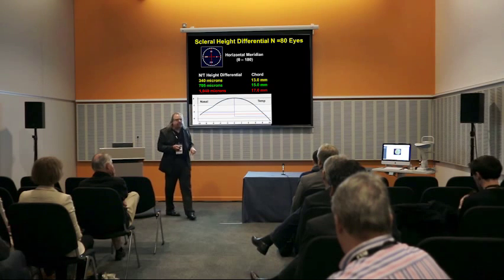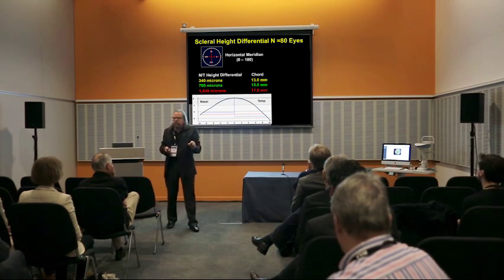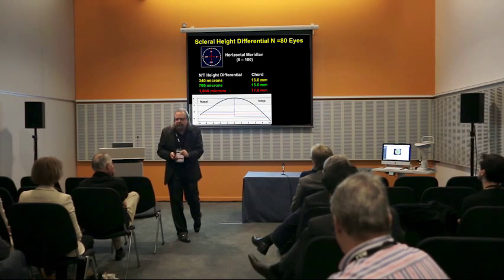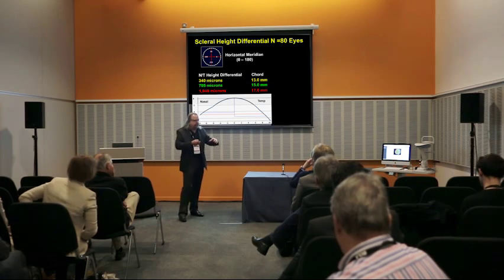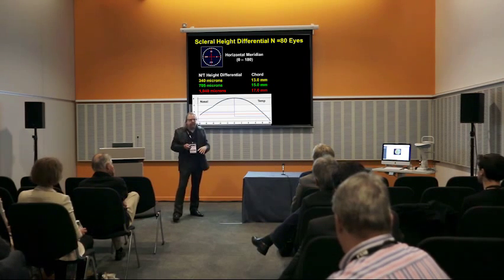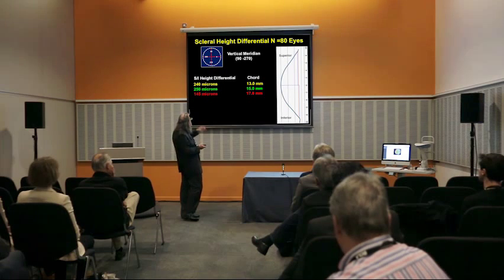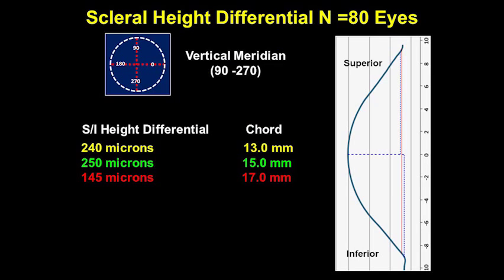Now that is the height differential along the horizontal meridian. Now let's switch over to the vertical meridian and see if this asymmetry is still the same. Well, what we see here is that these numbers are much closer to one another, and that there really isn't a big difference between the height of the superior versus inferior portions of the sclera.